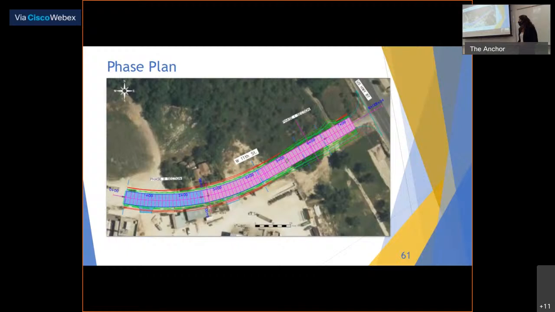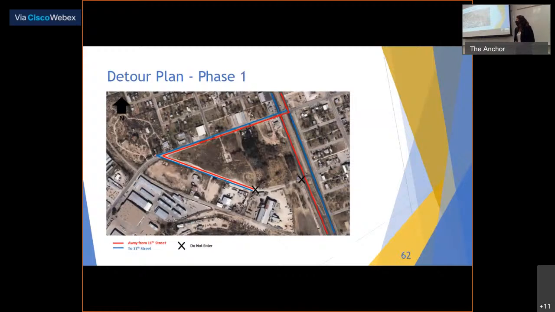For both of the phases of construction, we needed to implement a detour plan. This is the detour plan for phase one. We included 14th Street as the main road on the detour route, since it intersects directly with 11th Street. And this will allow the businesses on 11th Street to stay in business during the time of phase one construction.